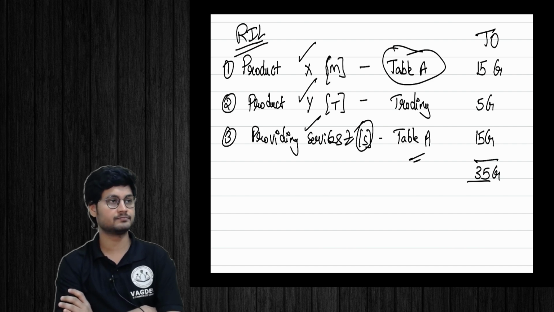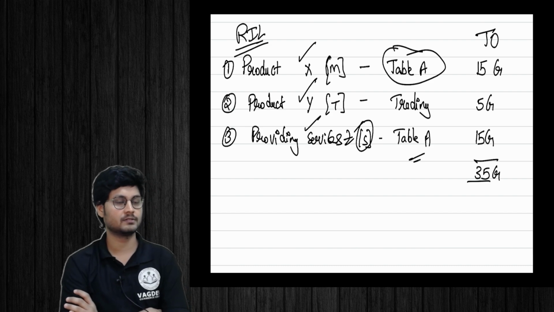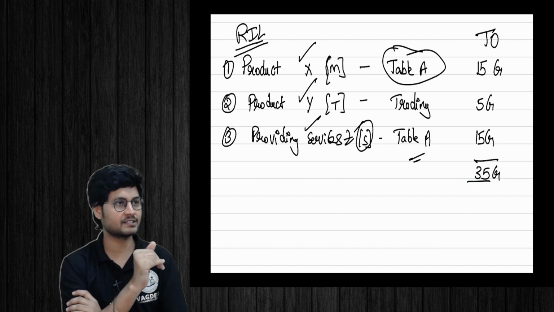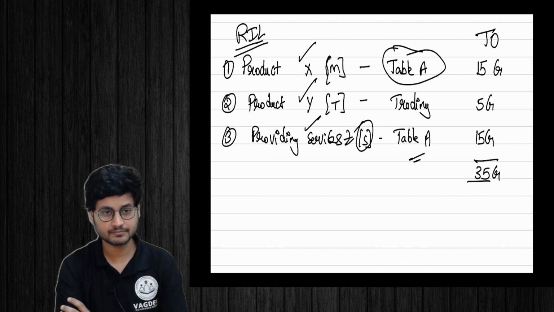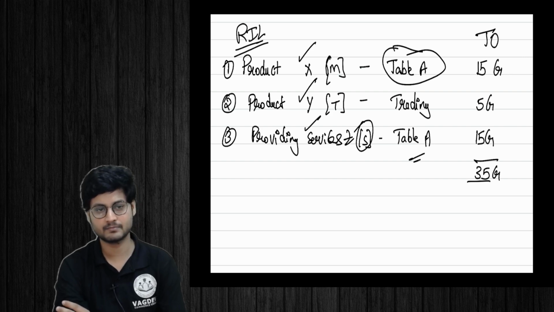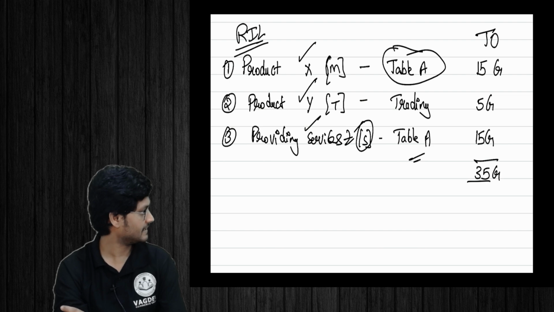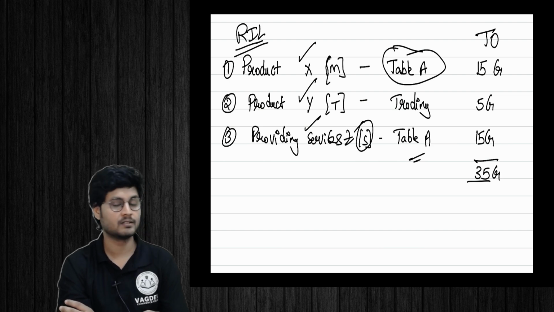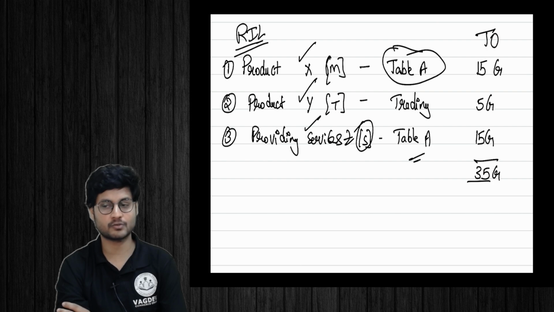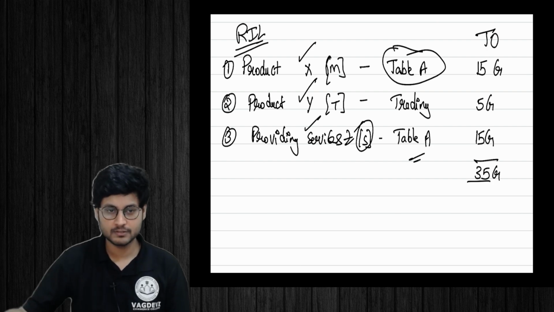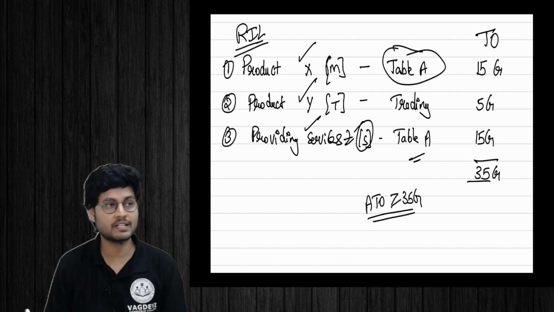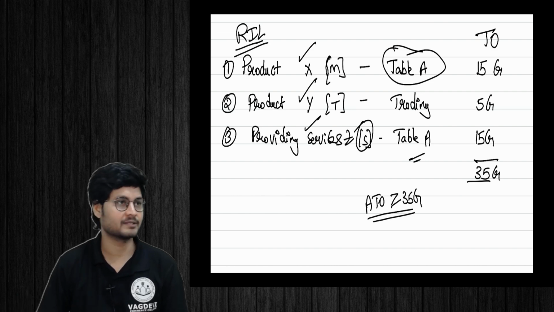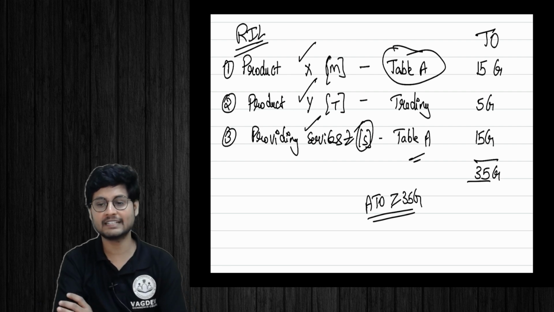Product Z. What is Z? It is not a product, in fact it is providing services, which is also mentioned in table A. The last one is 15 crores. So aggregate turnover we need to see. Aggregate turnover more than or equal to 35 crores, then cost accounting rules are applicable. We need to maintain the cost records.